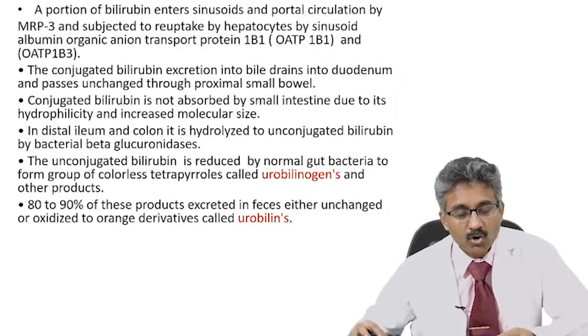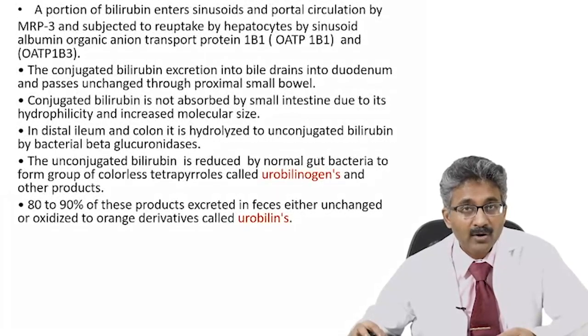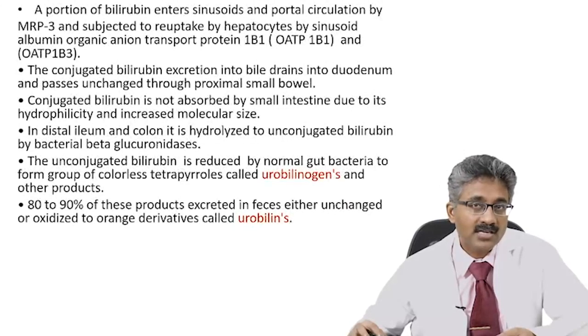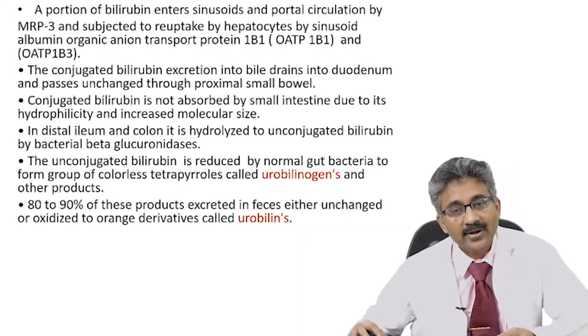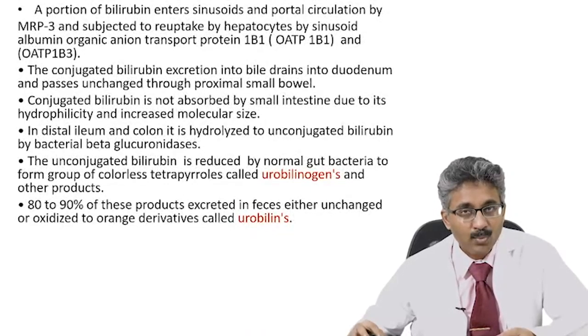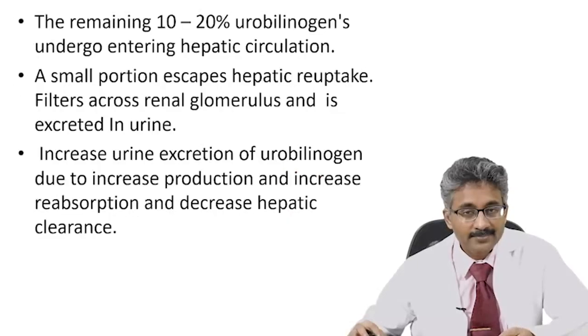So this unconjugated bilirubin is reduced by the normal gut bacteria into urobilinogen. 80 to 90% of these will be excreted as stercobilinogen and urobilinogen. That is why you get yellow color to the stools. And some of the urobilinogen will be absorbed by the portal circulation back to the liver, and some of the urobilinogen will be excreted in the urine. So this is the metabolism of bilirubin, students. Detailed metabolism of bilirubin, the same thing. 10 to 20% enters the hepatic circulation. A portion is excreted in the urine.